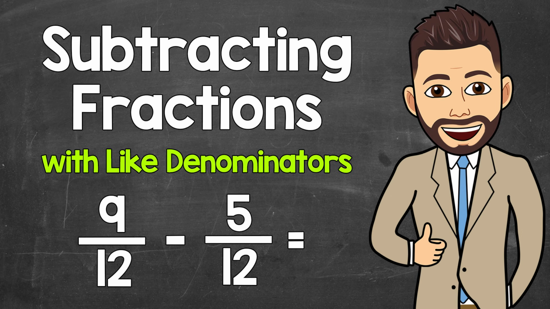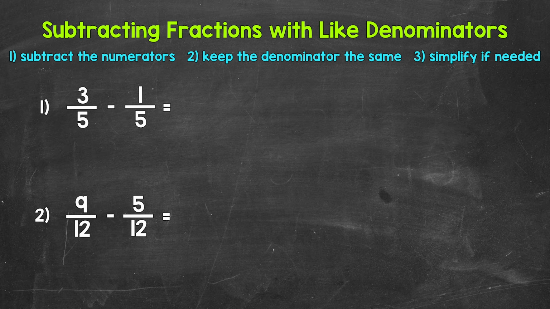In this video, I'm going to cover how to subtract fractions with like denominators. Now, like denominators just means we have fractions with the same denominator. Let's jump into number 1, where we have 3/5 minus 1/5. So we can see here that we have like denominators, that same denominator of 5.